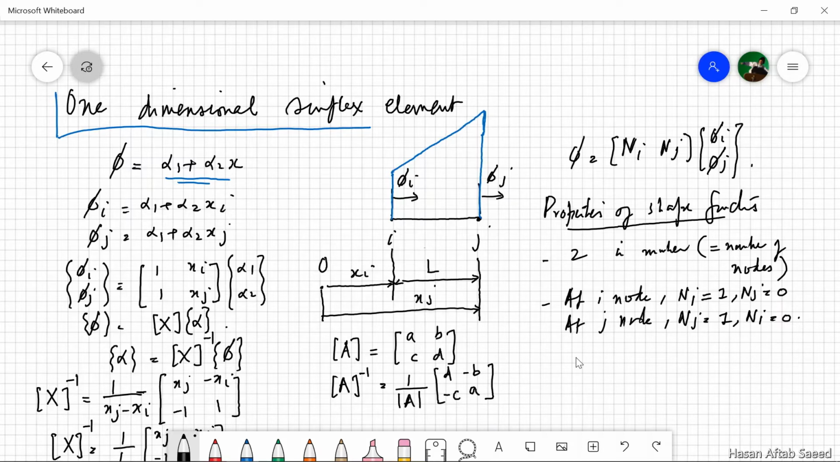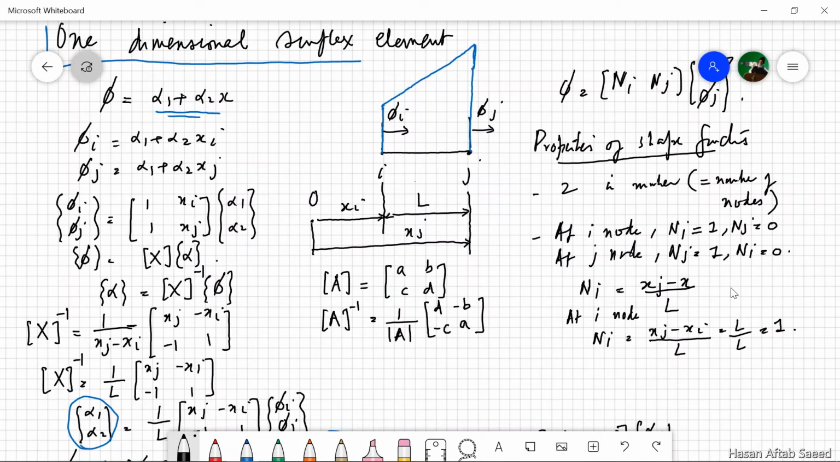Can we check this? Let's see. Ni is equal to xj minus x over L. Now, at I node, x is equal to xi. At I node, ni will become xj minus xi. X is a variable, now it will take the form of xi. Now xj minus xi is equal to length, so it is L over L is equal to 1. Can we check that nj is equal to 0 at I node? Again, nj is x minus xi over L, and x takes the value xi at I node. So xi minus xi is 0, 0 over L is equal to 0. And the same thing can be checked at node j as well.